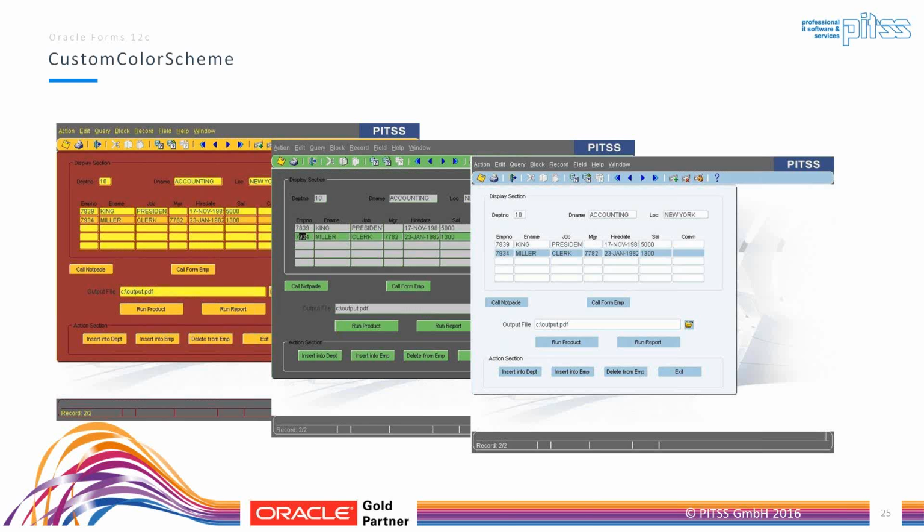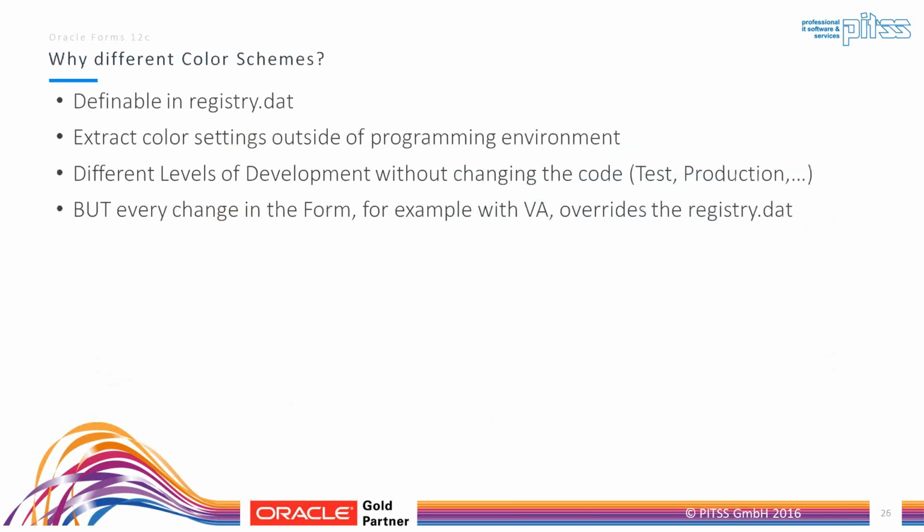But as we were asked sometimes, is there a use case for that? Why should I do that? At first sight, the colors are definable in the registry.dat. So that's a file where you can define it. We will have a look at that one as well. The idea of the color scheme is to extract color settings outside of the programming environment, meaning no coloring over code, properties, visual attributes, and so on.